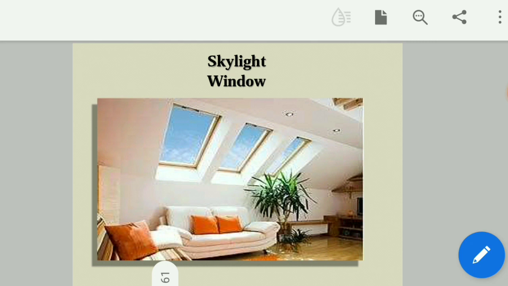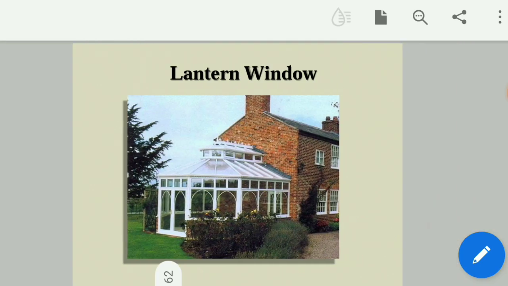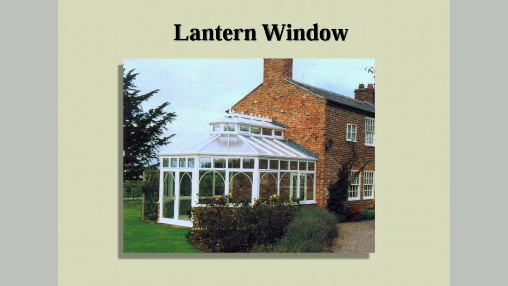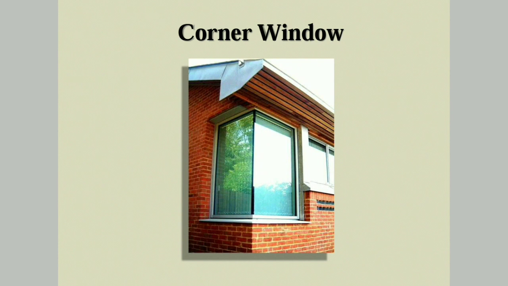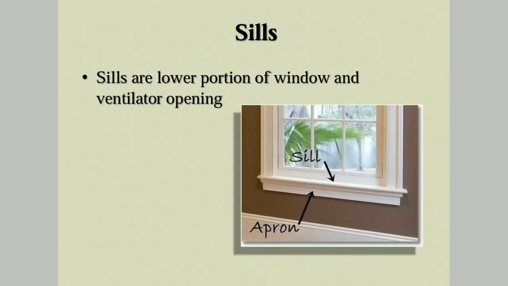Then we'll be providing the window in the roof, then it is called skylight window. Lantern window means more amount of area. If you are providing this window with more necessity of light, then it is called lantern window. Corner window: at the corner, if you are providing a window, then it is called corner window.